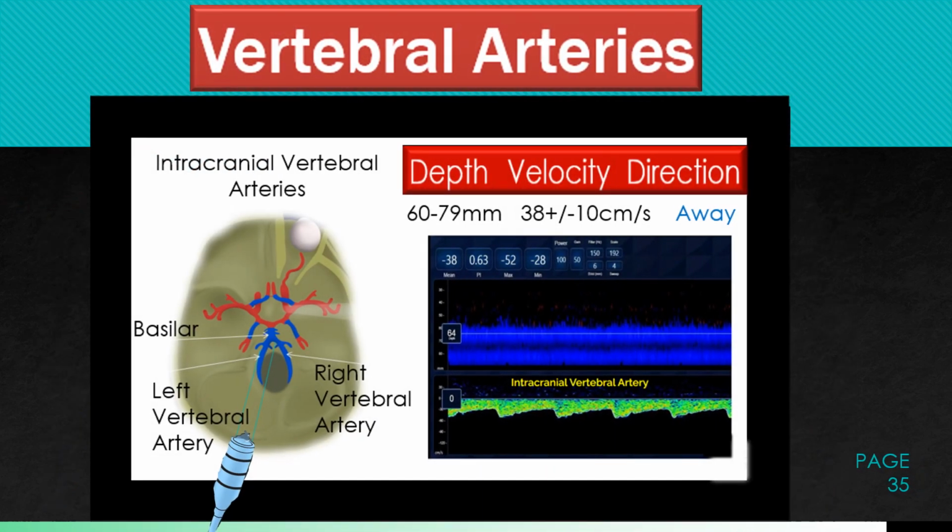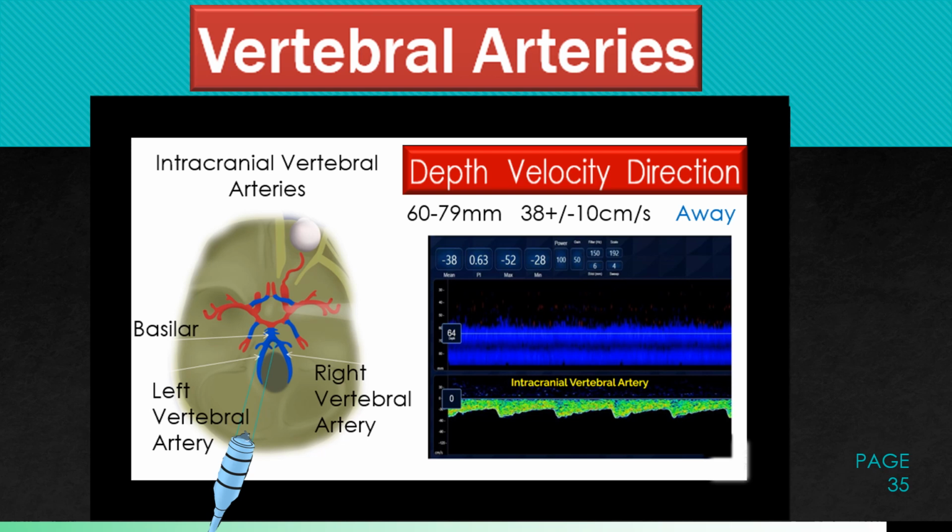The intracranial vertebral arteries. You can see the location on the diagram where we are insonating. This is just before it becomes the basilar artery. So the depths of the vertebral artery are 60 to 79 millimeters, and the mean flow velocities are 38 plus or minus 10 on a normal patient.